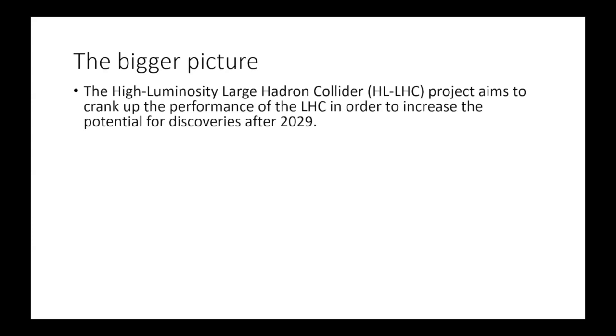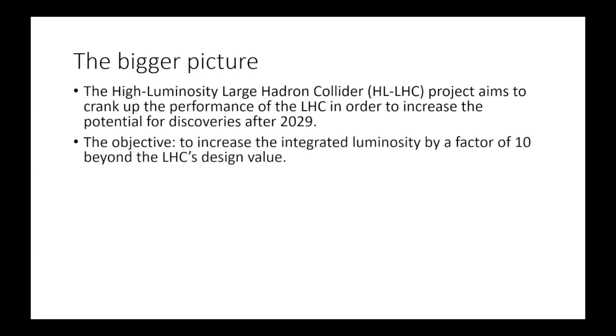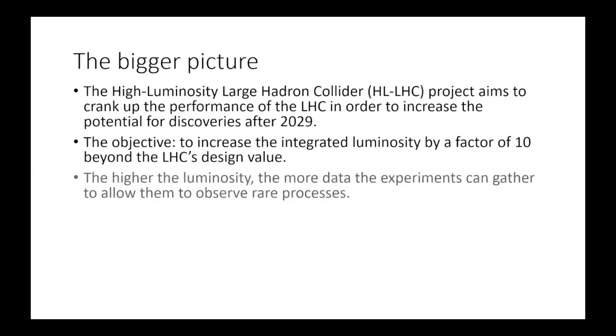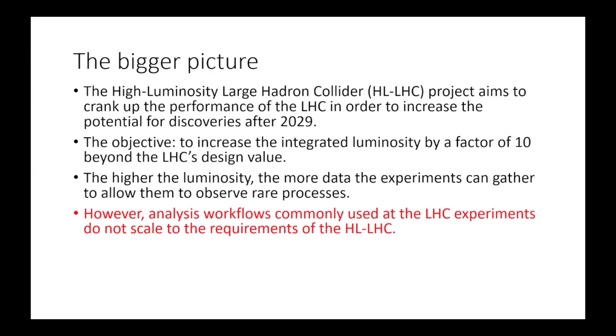The High Luminosity Large Hadron Collider is a project which aims to crank up the performance of the LHC in order to increase the potential for discoveries after 2029. The main objective of HL-LHC is to increase the integrated luminosity by a factor of 10 beyond the LHC's design value. In simple terms, the higher luminosity we have, the more data the experiments can gather to allow them to observe rare processes. But this brings a new problem.